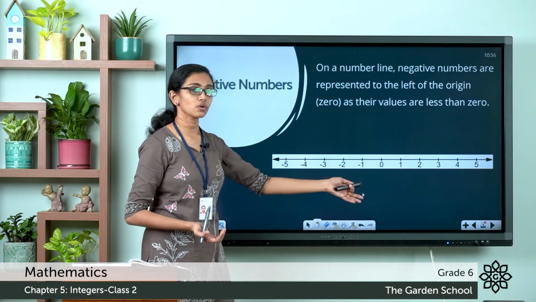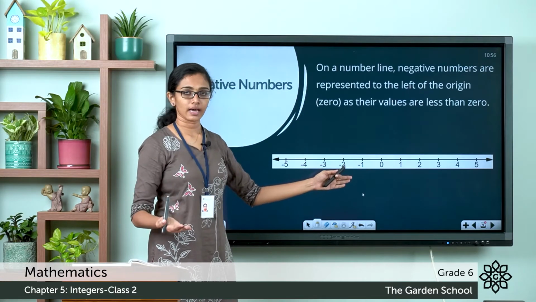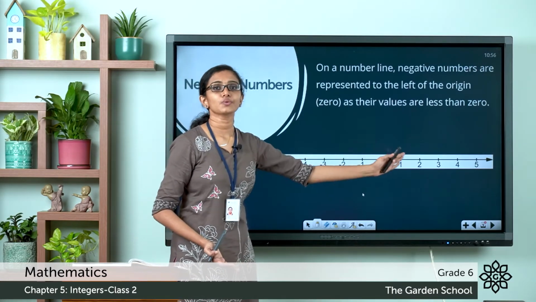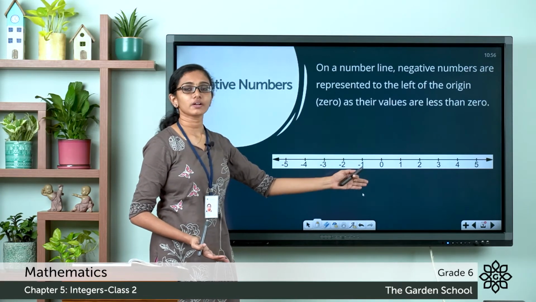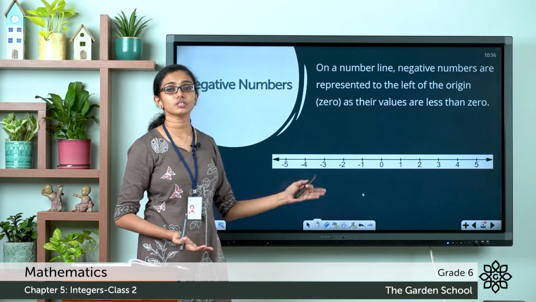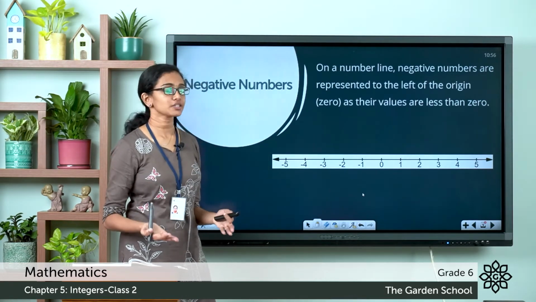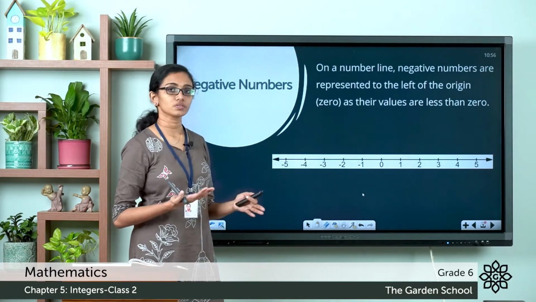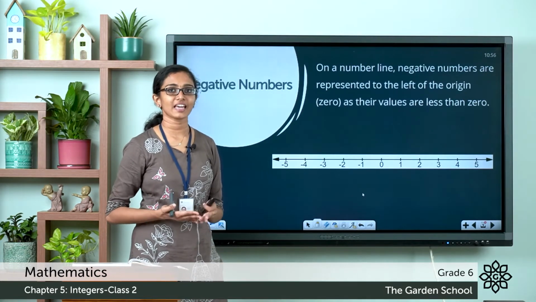You call this 0 as the origin. So all the numbers greater than 0, that is the positive numbers, are represented towards the right of the origin, whereas the negative numbers are represented to the left of the origin on a number line. So, on a number line, negative numbers are represented to the left of the origin or 0 as their values are less than 0. So, is this clear?